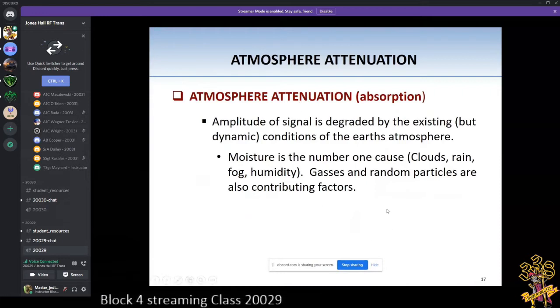Moisture comes in a lot of different ways. It can be clouds, rain, fog, humidity, anything. The moisture is the number one cause. Gases and random particles are also contributing factors.